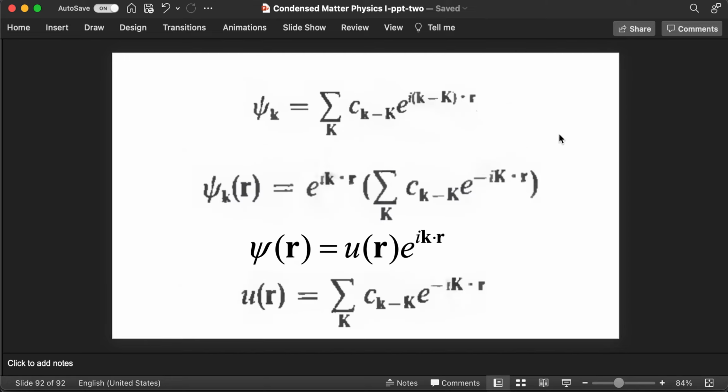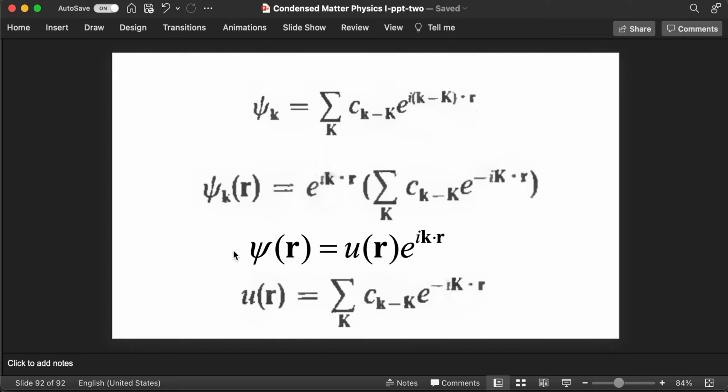Obviously this wave function will depend on position, so I write it as psi k of r. I can pull out this e to the power i k dot r outside, because this is small k dot small r, and that's not going to get summed over. So you can pull this out and you have this function. Now remember the form of the Bloch wave function.